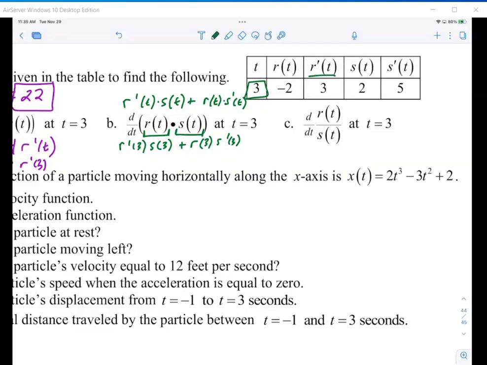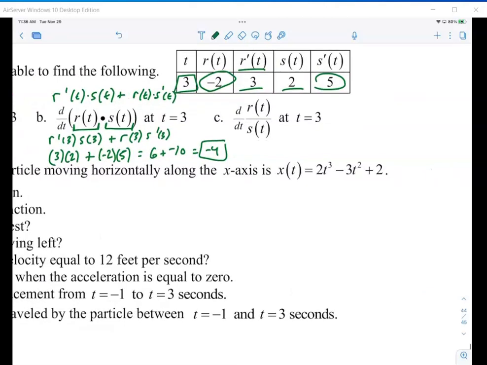R prime is 3. S of 3 is 2. R prime of 3 is, wait, hold on. Oh, yeah, sorry, I thought that was a prime right there. Okay. Regular r of 3 is negative 2. And s prime is 5. So this gives me 6 plus negative 10, which is negative 4.